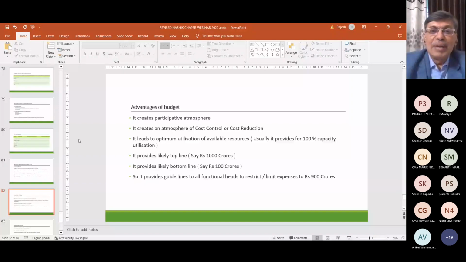I remember sharing my experience in some webinar or some seminar also. The question was whether budget acts as cost control or cost reduction. Now, how the management takes the budget, it results in cost control also or cost reduction also.